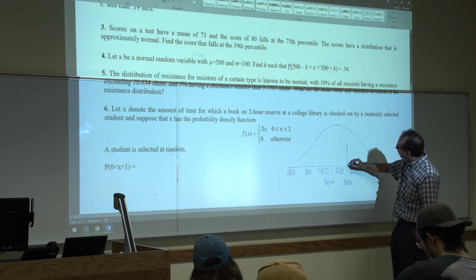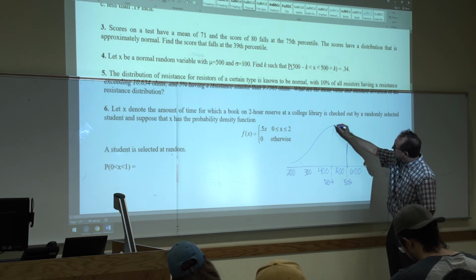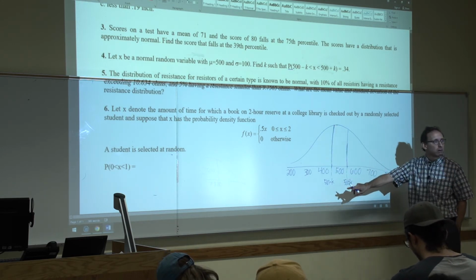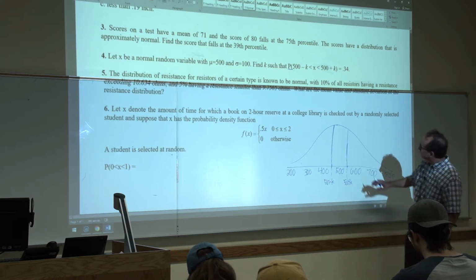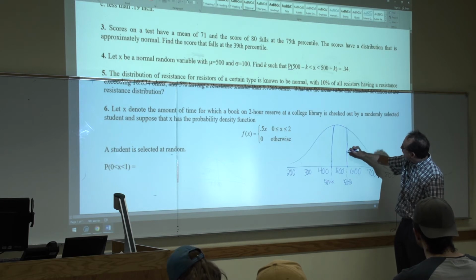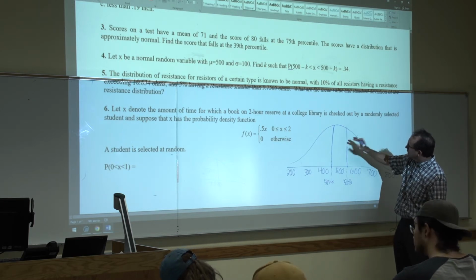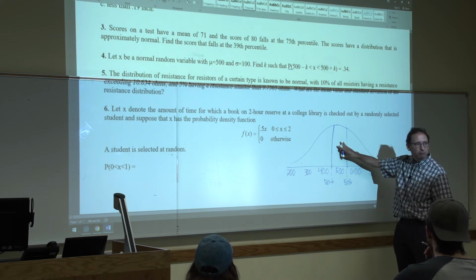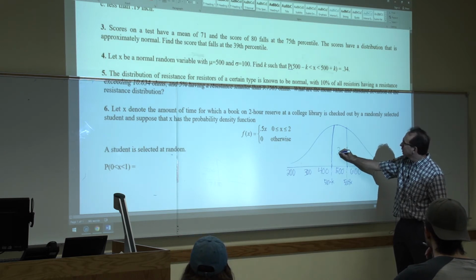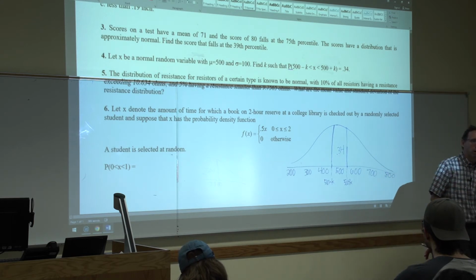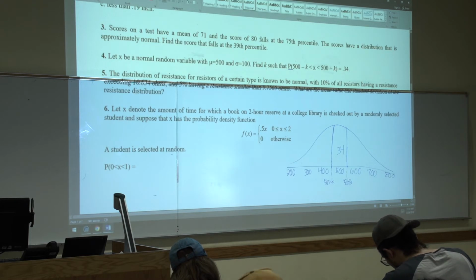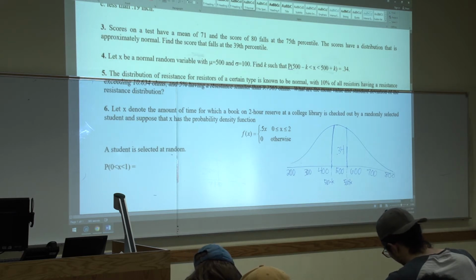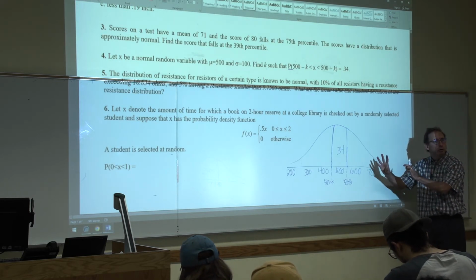And what's the area under the curve between 500 minus k and 500 plus k? What do we know this area right here is? 0.34, right? This is just what's given. The only thing I've done here is take what's given in the question and put it into a picture. And now hopefully, looking at the picture, you can see how to proceed.